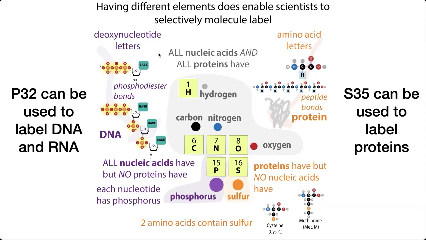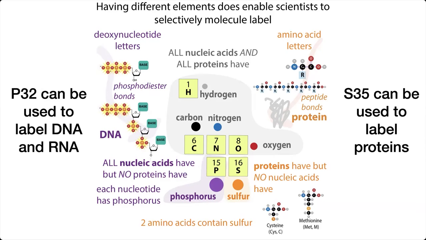Okay, so that works great for DNA and RNA, but what about proteins? So proteins don't have phosphorus, but some of them have sulfur. And DNA and RNA don't have sulfur. Only two of the amino acids have sulfur, so that'd be your cysteine and your methionine. And what can happen is that if you give them radio-labeled cysteine and methionine, where the sulfur is actually S35, then you can get the proteins to be labeled.